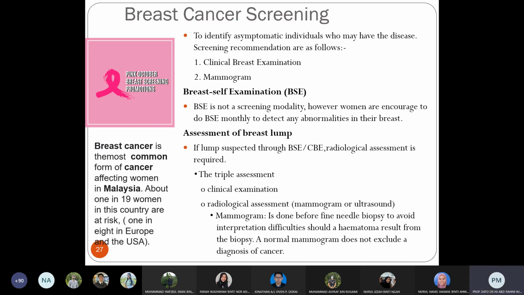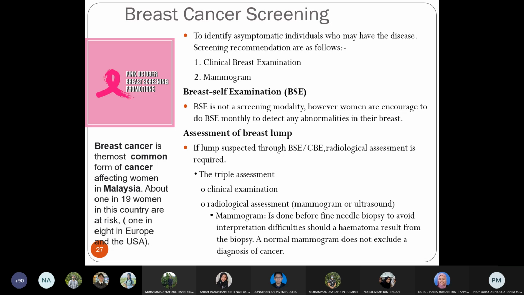Okay, so just to show you some of the screening that is being done in Malaysia, for example, because of the prevalence, about 1 in 19 women in this country have this condition, as compared to 1 in 8 in Europe and the US. So the prevalence is higher in Malaysia. So having this screening is actually good.